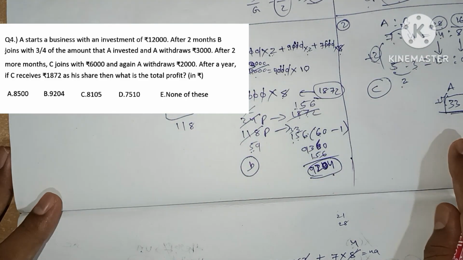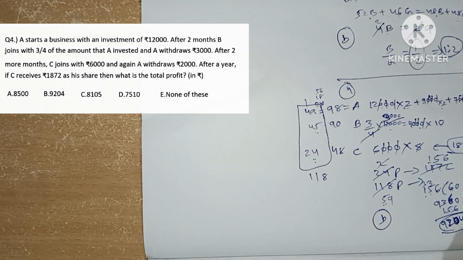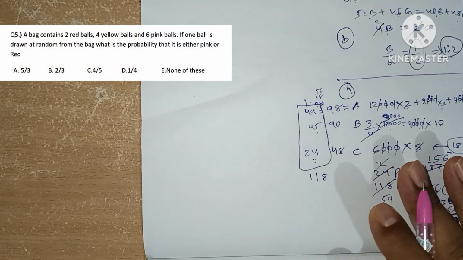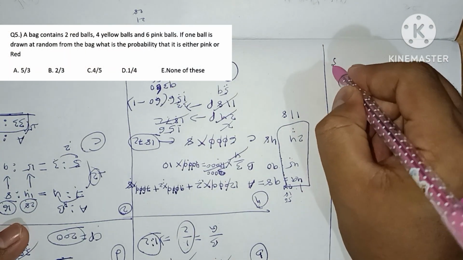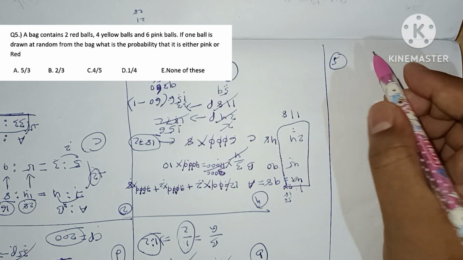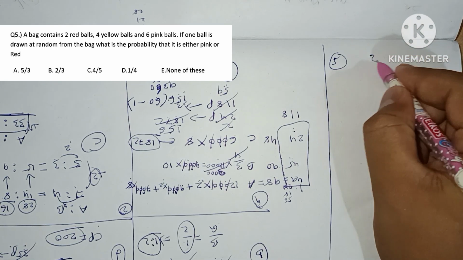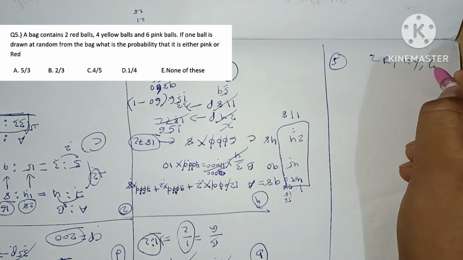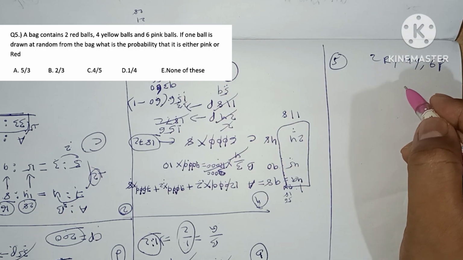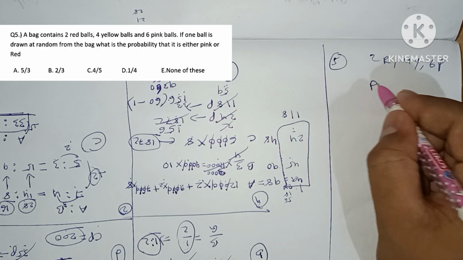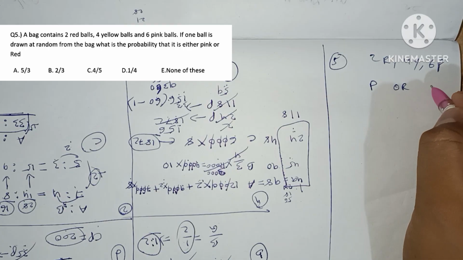Next we are going to see question number 5. Let's make some separate space. Let's solve question number 5 this side. Here we have a bag that contains 2 red balls, 4 yellow balls, 6 pink balls. If one ball is drawn at random from the bag, what is the probability that it is either pink or red? It says pink or red.